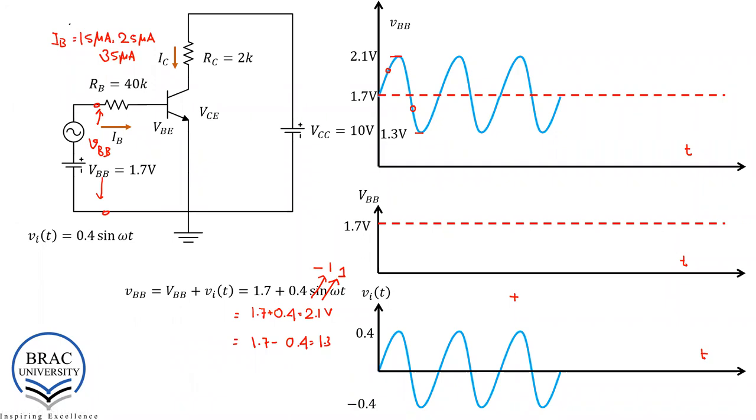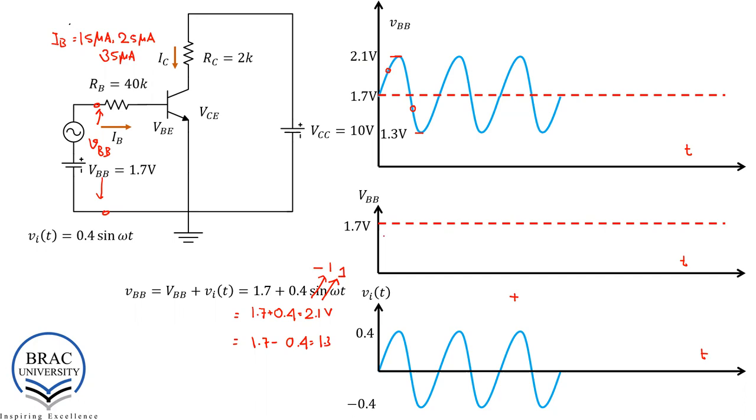Welcome everyone. In our previous lecture, we learned how a signal can be amplified when it's passed through a BJT. We found that when we apply an AC signal, which consists of a positive half cycle as well as a negative half cycle, along with a DC signal, our total input voltage fluctuates between 2.1 volt and 1.3 volt.